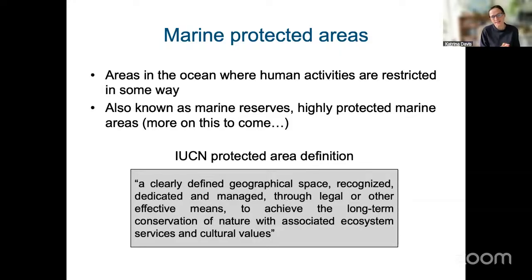So the IUCN defines protected areas as a clearly defined geographical space, recognized, dedicated, and managed through legal or other effective means, and effective is important, to achieve the long-term conservation of nature with associated ecosystem services and cultural values. This definition has evolved a little bit over time as our concept of nature and how we want to engage with nature has also changed. But really important for us is that we're speaking about a clearly defined geographical space. In terrestrial settings, this can be quite straightforward. In marine settings, this can be quite difficult.